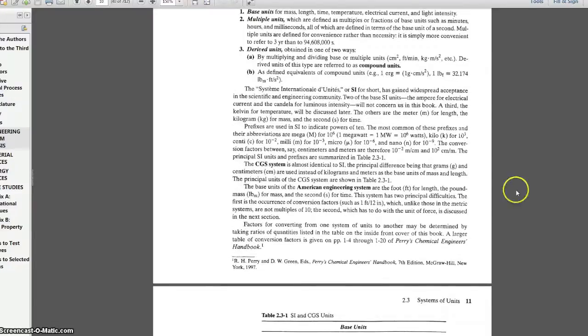The next is the CGS system, which they say is almost similar to SI, except they use grams and centimeters instead of kilograms and meters. So SI uses kilograms and meters, while the CGS system uses grams and centimeters.